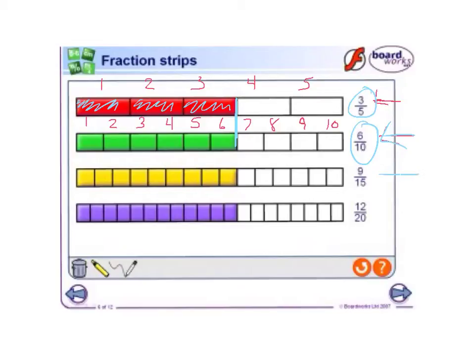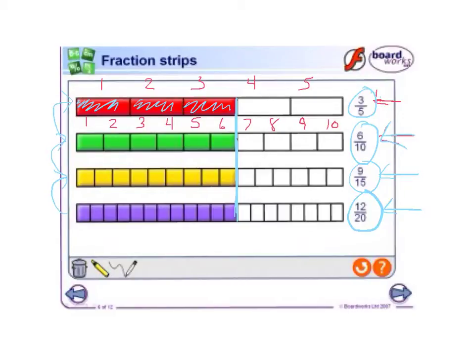All right, the third strip has been divided into 15 equal portions. So if you look, it's identical to the 6/10 strip and the 3/5 strip. But because it's been divided into smaller portions, we call that fraction 9/15. And then, of course, the last strip has been divided into even smaller portions, into 20 equal. 12 of those have been shaded, but again, it's equivalent to the strip divided into 15, the strip divided into 10, and the strip divided into 5.